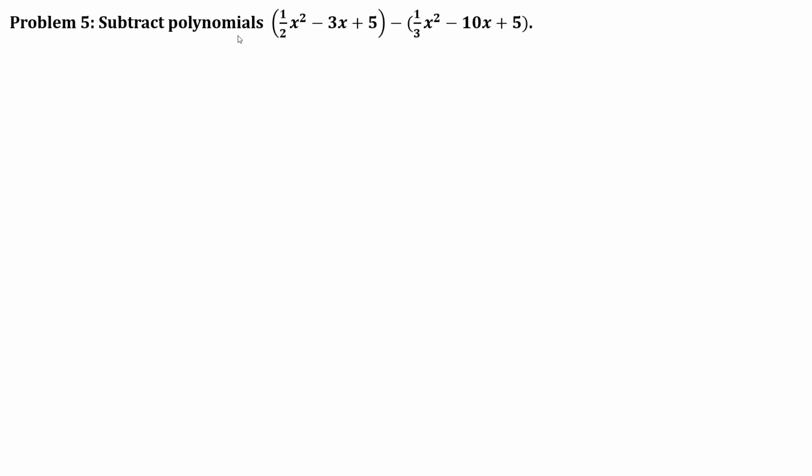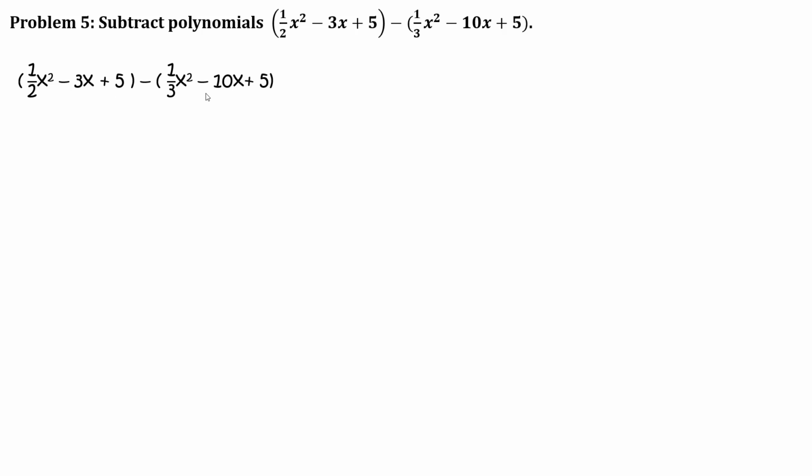Problem 5, you're asked to subtract polynomials again. This is not much different from problem 4. The only difference is now you have fractions as coefficients, but we're very confident with working with fractions, so we're okay with simplifying this. I'm going to start by writing out the problem. 1/2 x squared minus 3x plus 5 minus the whole polynomial 1/3 x squared minus 10x plus 5.